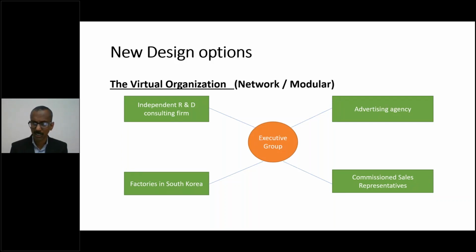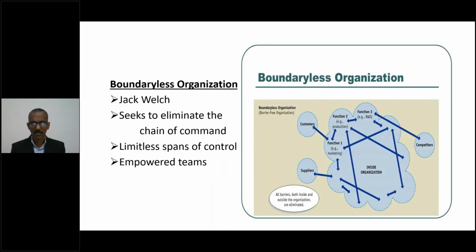Even though they don't own factories, they outsourced. Now they have the product. They advertise. They make use of advertising agencies. And they sell with the help of commissioned sales representatives. One, just one small group, a core organization, outsources all the other business functions. This is a network organization or modular organization or virtual organization.